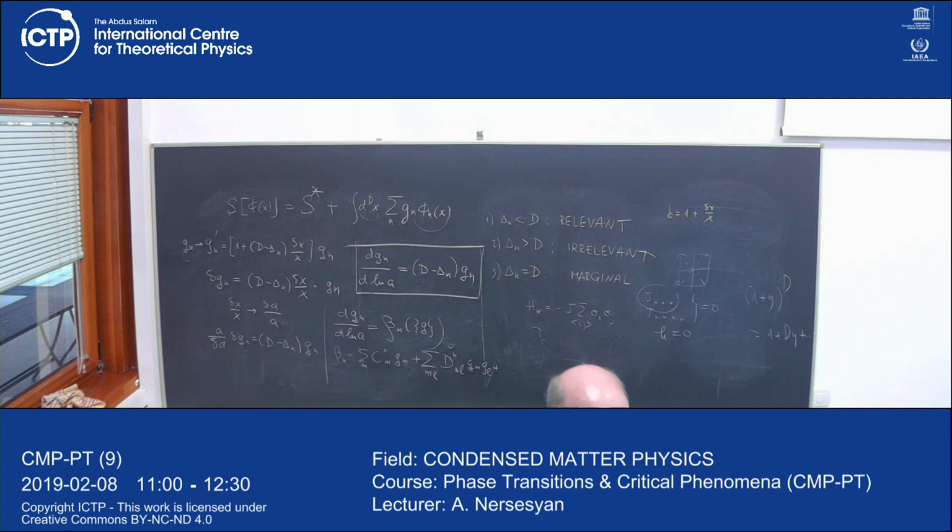Do I change the dimensionality of space by adding this interaction? I don't. Do I change the symmetry of the system, which was Z2? I don't. Do I change the radius of interaction? Yes, I do. It was only nearest neighbor, now it's next to nearest neighbor. But does the radius of interaction remain finite? Yes, it does. So what do you want? Nothing will change. You will get the same critical behavior as before. So therefore, this perturbation is irrelevant.